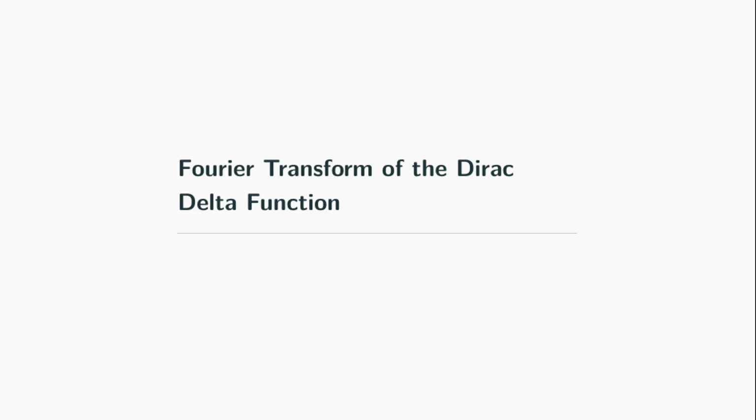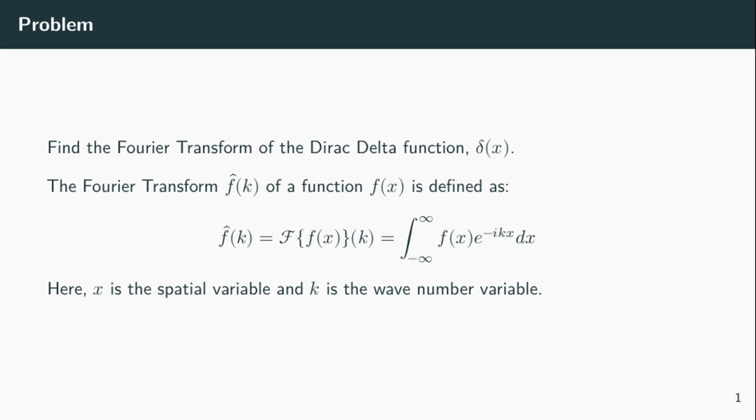Alright, let's dive into finding the Fourier transform of a very special function, the Dirac delta function. So the problem we want to solve is how do we find the Fourier transform of the Dirac delta function, which we write as delta of x.